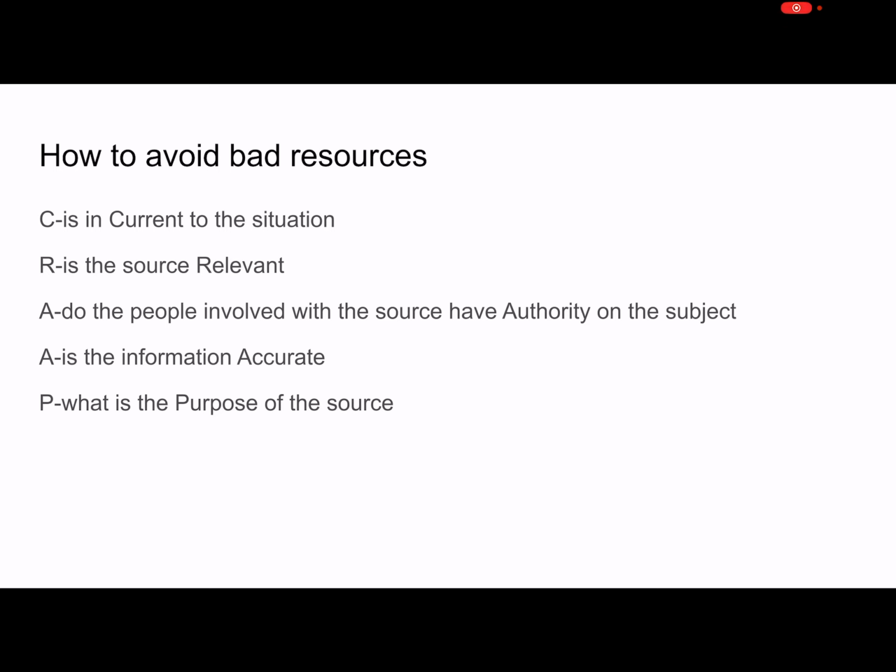So, how to avoid bad resources? While there are several different methods, one method is called the CRAP method. The C stands for, is the information current to what you're studying? The R is, is it relevant? Would you be getting information from the Wall Street Journal about physical fitness?